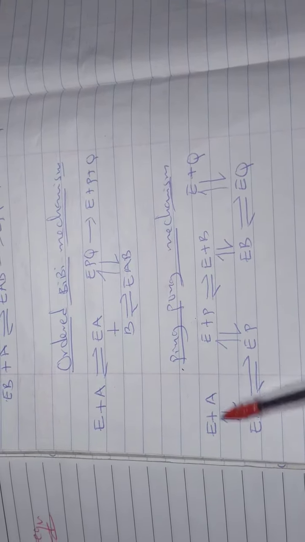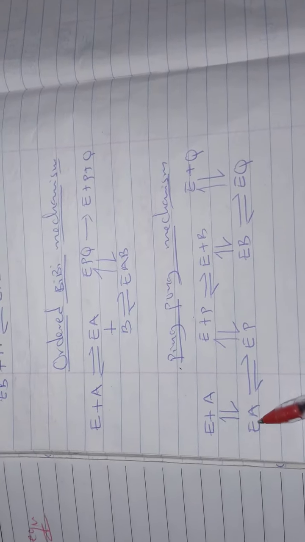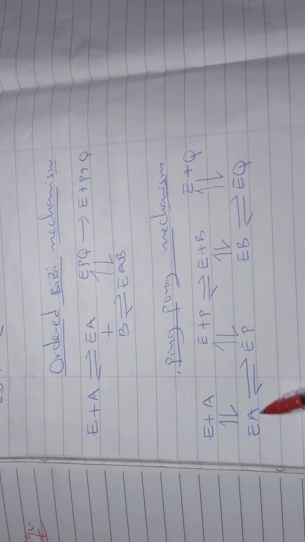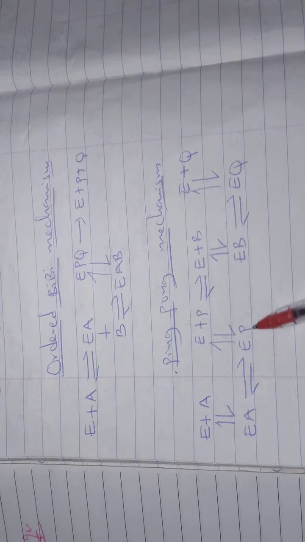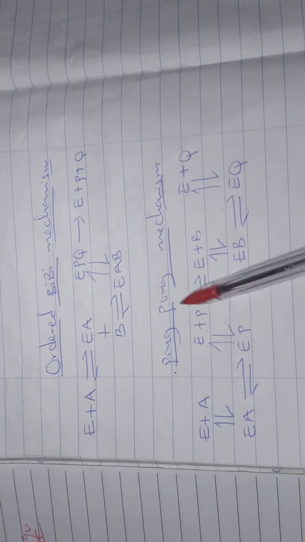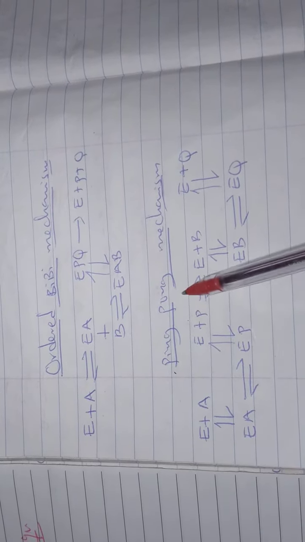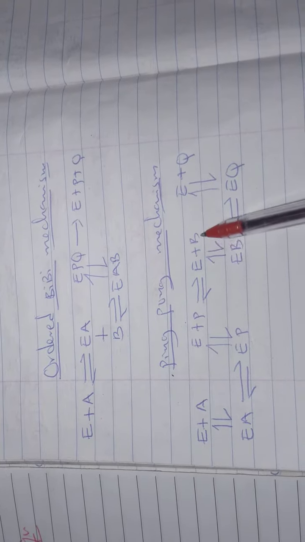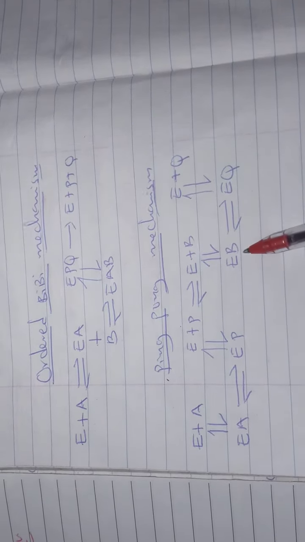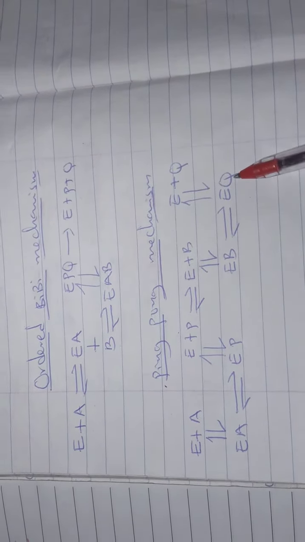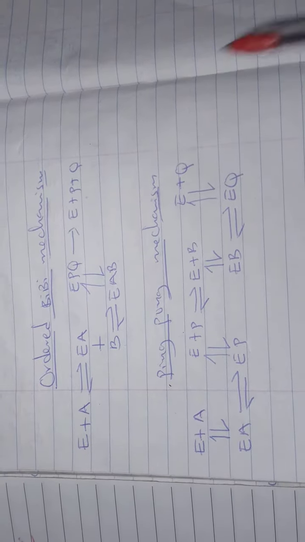Now this is the enzyme. A must bind first to form EA complex. Catalysis takes place here. Product is formed, and the product is given off. This product is given off before B, the next substrate, can bind to form EB complex. Catalysis takes place to form product, and the product is given off.